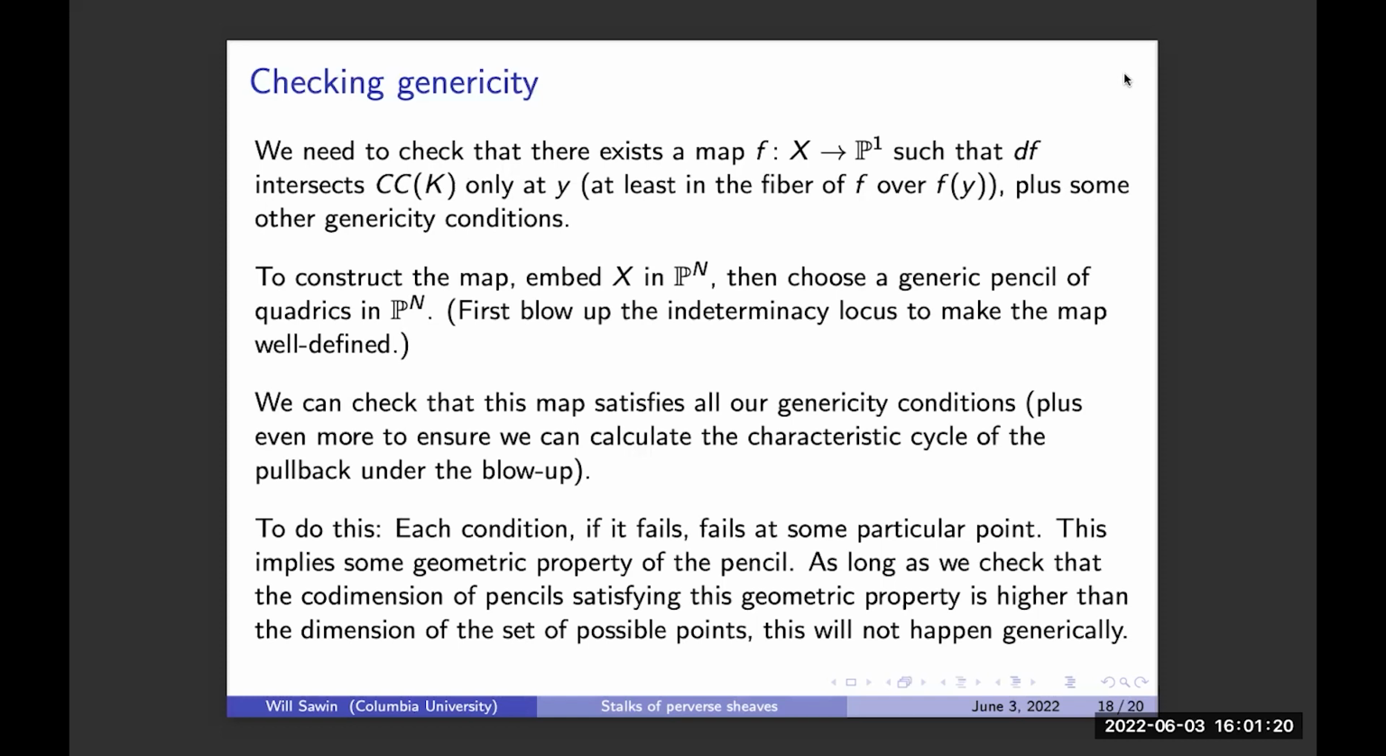And the way you do dimension counting is you look at all the points where the condition could possibly fail. So for example, the points where DF could intersect the characteristic cycle of K. And you look at each point, what's the codimension of the space of pencils where the condition fails at that point. And then if you subtract from that codimension the dimension of the space of points, that gives you a lower bound for the codimension of the space that fail at any point. And so it's a very by-hands argument. You can figure out the codimension, you can verify it's always at least 1.